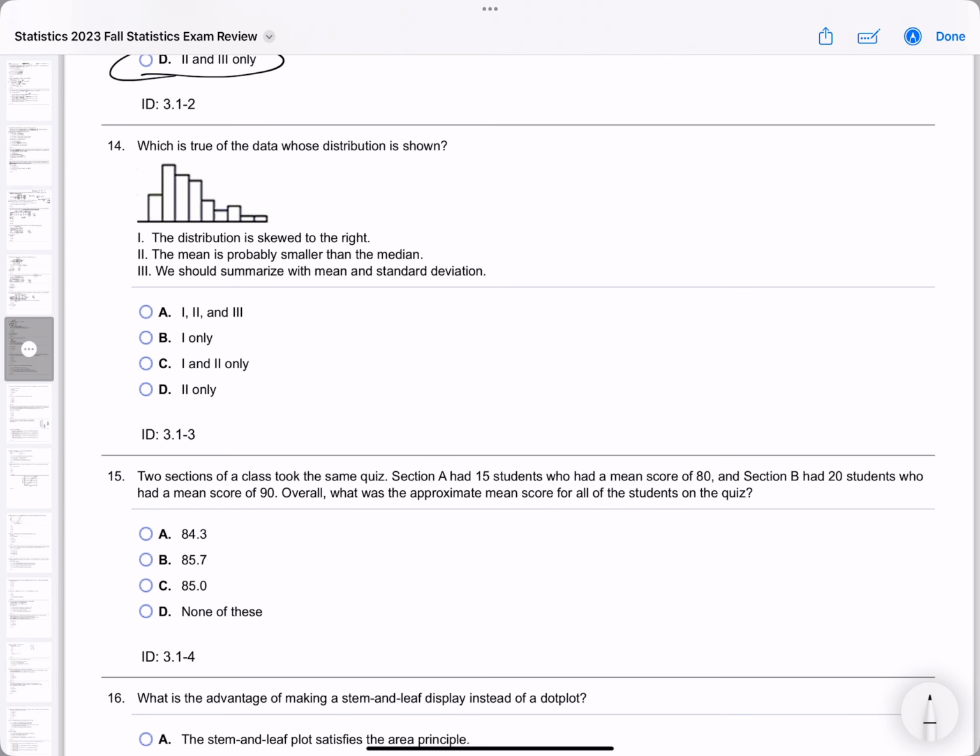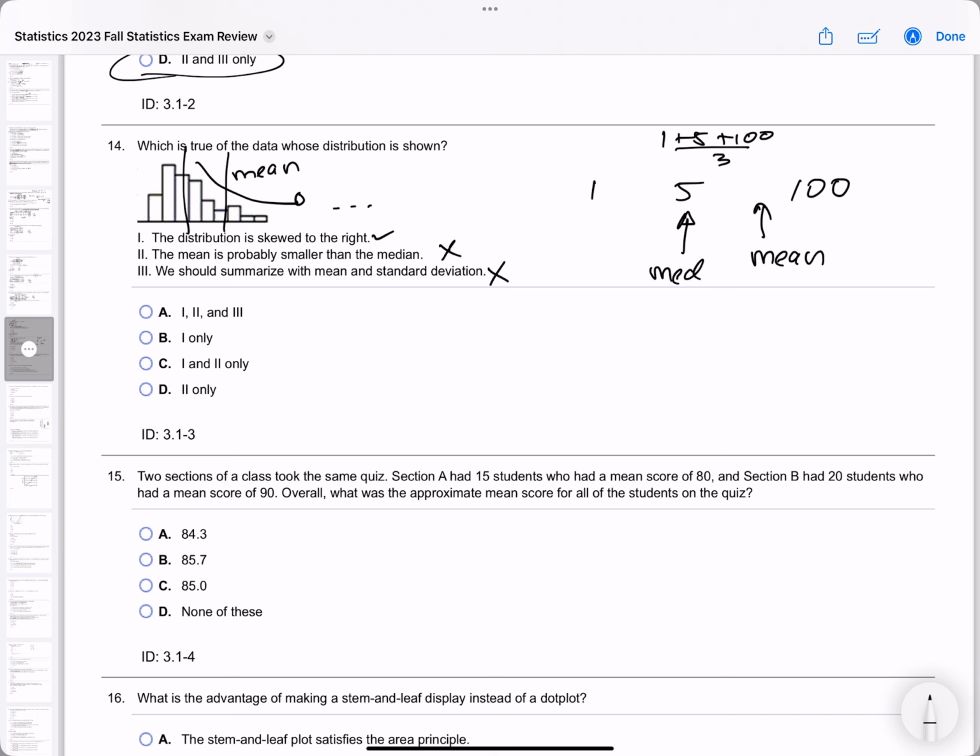So for this one here, this is skewed to the right, and that's yes. The mean is smaller than the median. No, in this case, because the outliers are out here, it pulls the mean because the mean is very sensitive. Think of like if I have 1, 5, and 10, you can see that that's both the mean and the median until you make that 100. And now 1 plus 5 plus 100 divided by 3 is way bigger. And so now the mean is coming out here, but the median's still the center number. So you can see that's why that's not true. And no, you don't want to summarize it with mean and standard deviation because that's only if it's symmetric. So this one would just be this first one only.